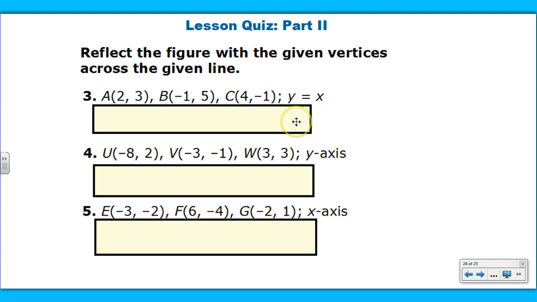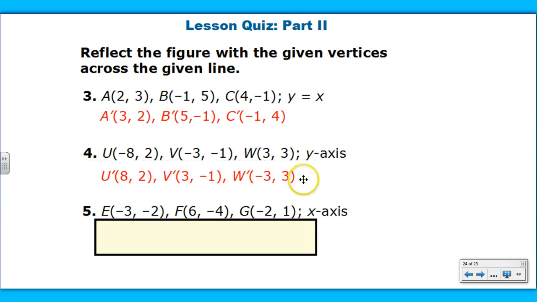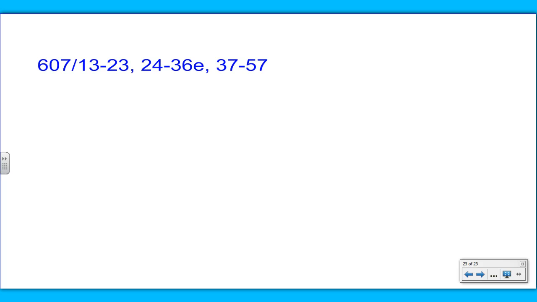And finally, reflect the figure with the given vertices across the given line. So we're reflecting on the parent, across the y, and across the x. Come back and check when you have written down your coordinates. And in number 3, number 4, and number 5. All right, good. Go have fun reflecting.